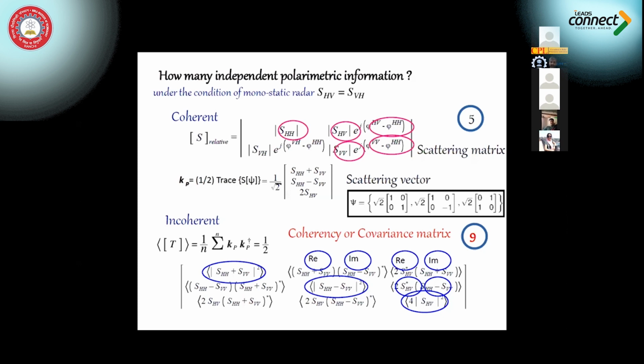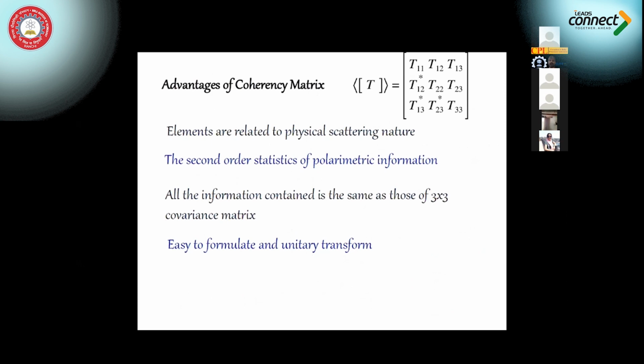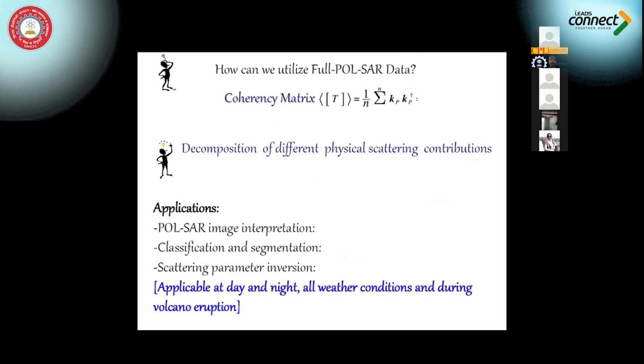So it is always good to use this T matrix, although you can use any other matrices and the result will be the same at the end. Right? The other advantage of the conversion from S to T matrix is that it represents second order statistics or polarimetric information, and it's easy to do a unitary transform. Okay, so when you are doing some mathematical operation, that is also easy to follow with the T matrix.